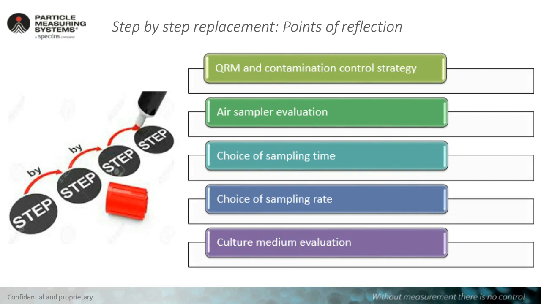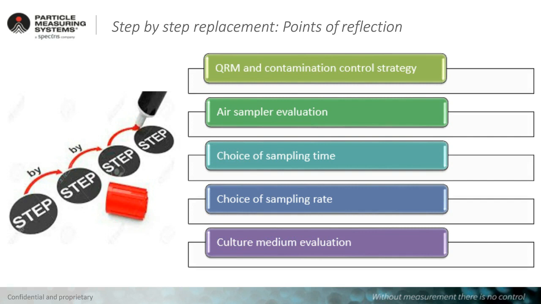So, of course, you need to define at the beginning the QRM and contamination control strategy. Then you need to look into the different air samplers and choose the right sampling times and sampling conditions. And then, of course, understand the culture media that you're using.